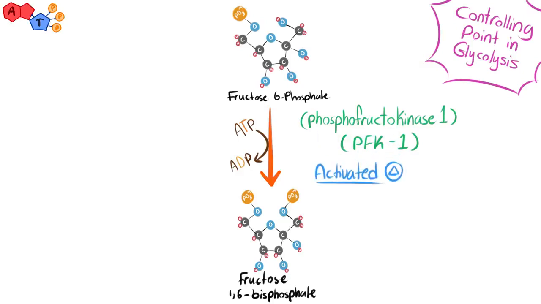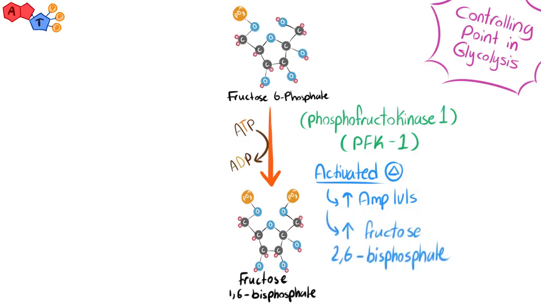It is activated by high levels of AMP, which is an indicator of decreased energy levels in the cells. It is also activated by a molecule called fructose 2,6-bisphosphate, which is similar to fructose 1,6-bisphosphate with a difference in one of the phosphate group's location. This molecule is the most potent regulator of phosphofructokinase 1, and it's made by a reaction catalyzed by an enzyme called phosphofructokinase 2.